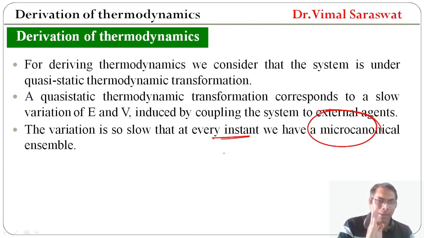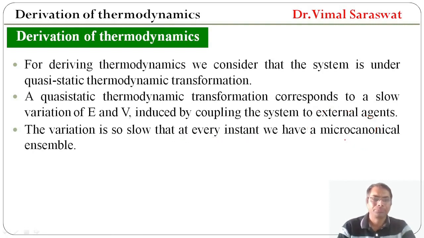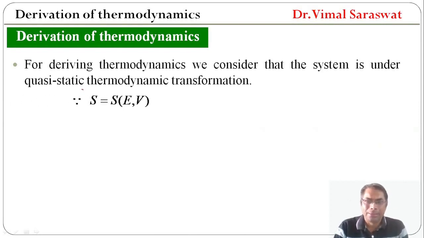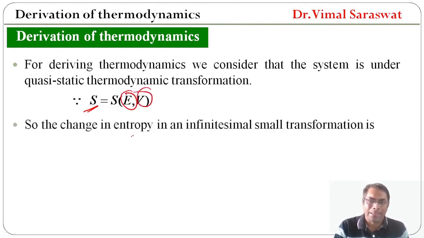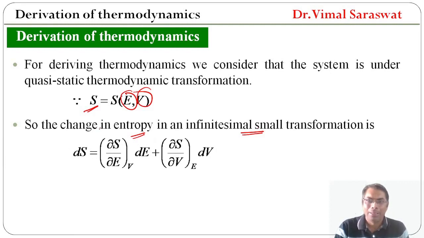Now, what are the types of ensemble? We have already discussed this in our earlier lecture and the link of that lecture is given in the description box. So, here the variation is so slow that at every instant we have a microcanonical ensemble. Since entropy S is a function of energy and volume, the change in entropy in an infinitesimal transformation is given by dS = (∂S/∂E)_V dE + (∂S/∂V)_E dV. So, by differentiating this equation, we get dS here.